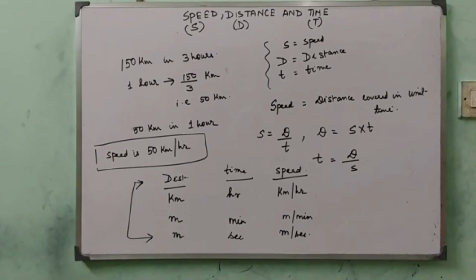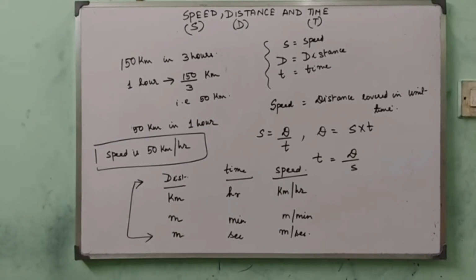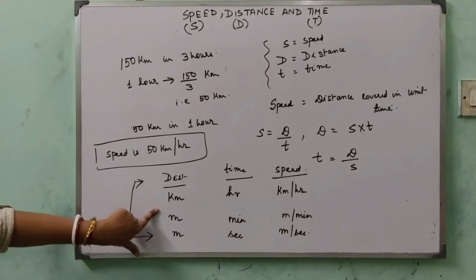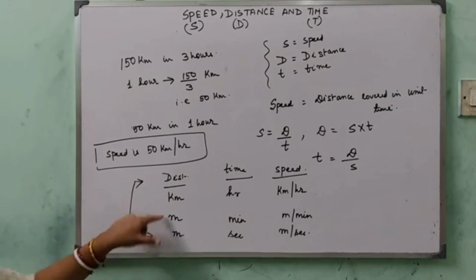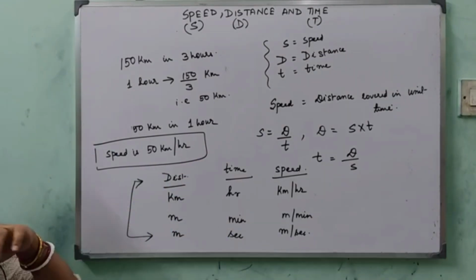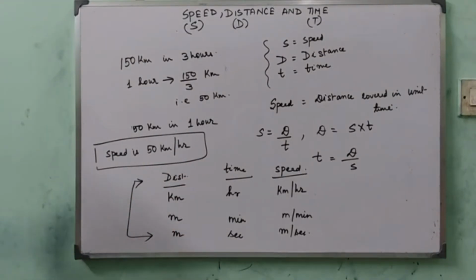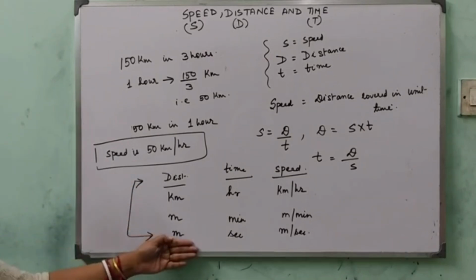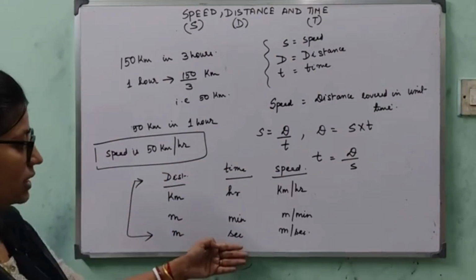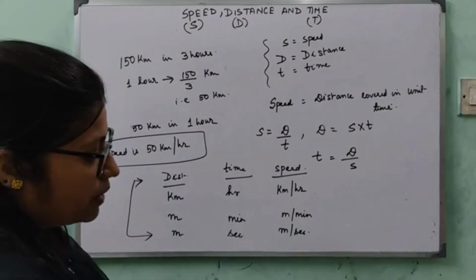That is, if distance is in kilometers, time needs to be in hour, so the speed will be kilometer per hour. If it is in meters, that is distance is in meters, time is in minute, then speed is meter per minute. If distance is in meters, time is in seconds, so it is meter per second.